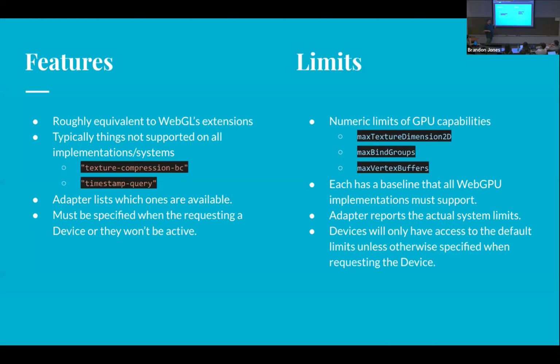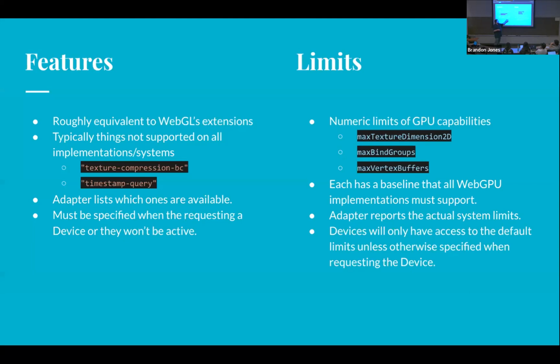You have to tell the device when you're creating it, I want to use these features with you. And in doing so, you're effectively opting into incompatibility. You're saying, I know that this may not be available on every system, and I'm making the choice to use it because I know I want to use it on this system. For something like compressed textures, you can actually just look at the list that the adapter tells you and pick the format that you want to use and maybe recompress them on the fly or something like that. I have a couple of demos that do that.